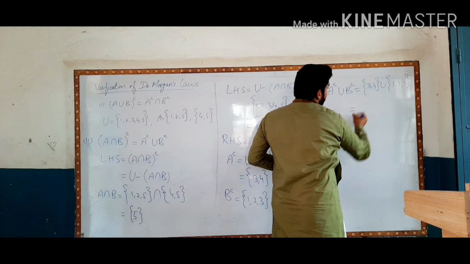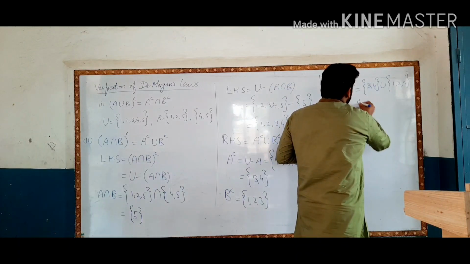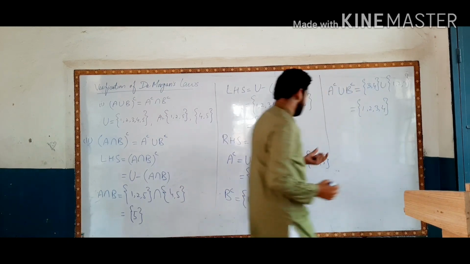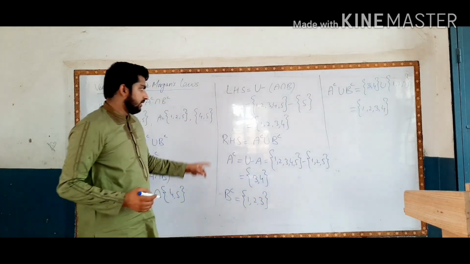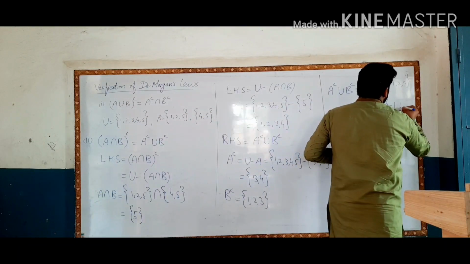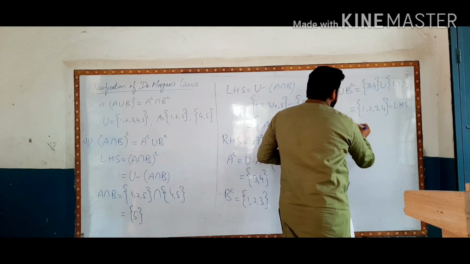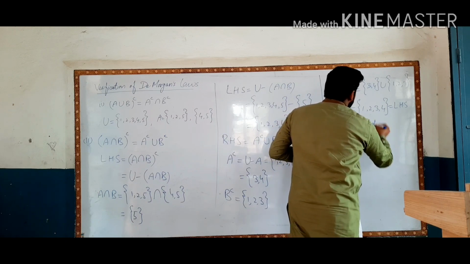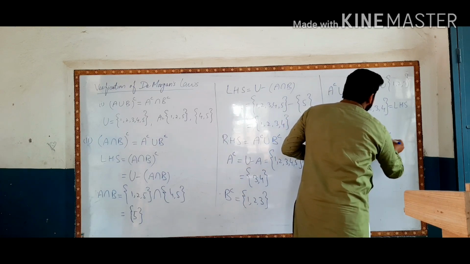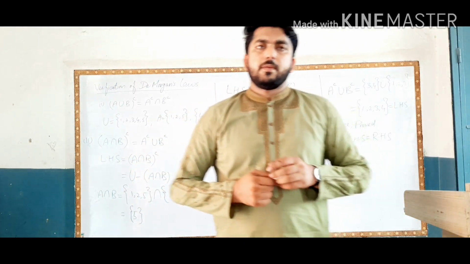So the right side of the second De Morgan law comes to 1, 2, 3, 4. So we can see that this is equal to the left side of this law. So equal to left hand side. Hence, left hand side is equal to the right hand side. So this is the verification of the second law.